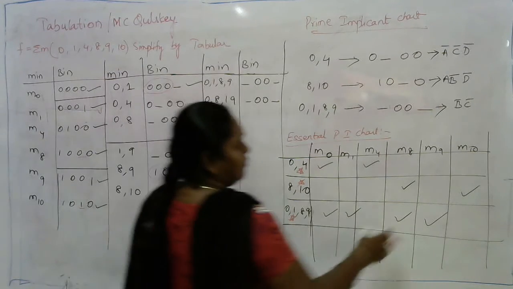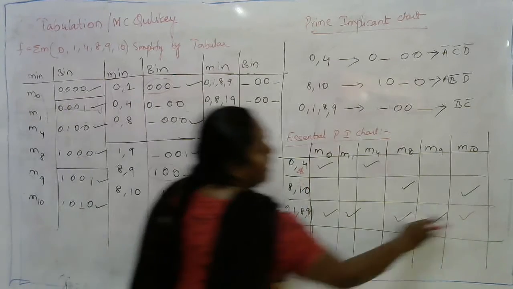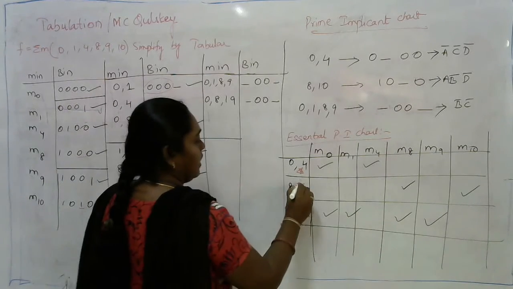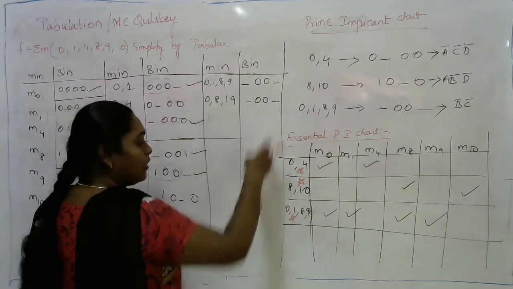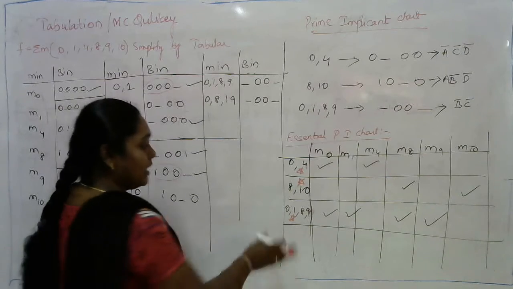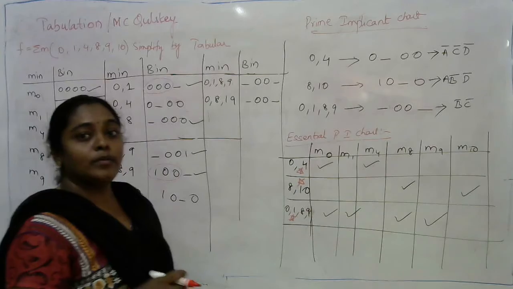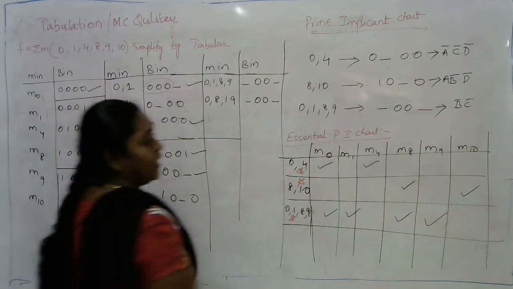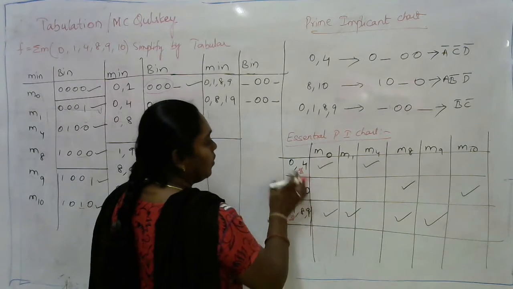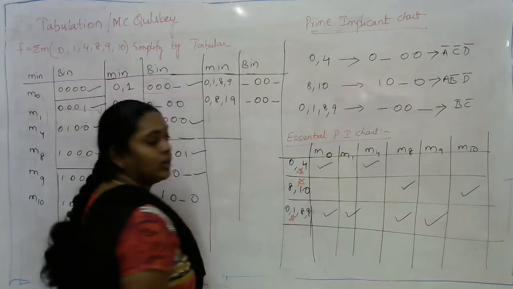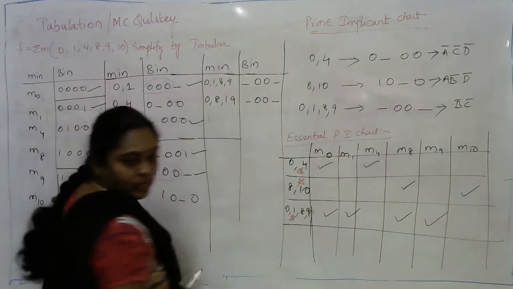Now, if this M10 were also having 2 tick marks, then we should not consider this 8, 10. As I am having a single tick mark for the 10, I need to consider this 8, 10. So whatever prime implicants we are getting, all of them are essential prime implicants in this example. It is not compulsory that prime implicants are always equivalent to essential. If we were having 2 tick marks for the 10, this 8, 10 would not be considered, and only 0, 4 and 0, 1, 8, 9 would be considered. But in this example, the prime implicants are equivalent to the essential prime implicants.